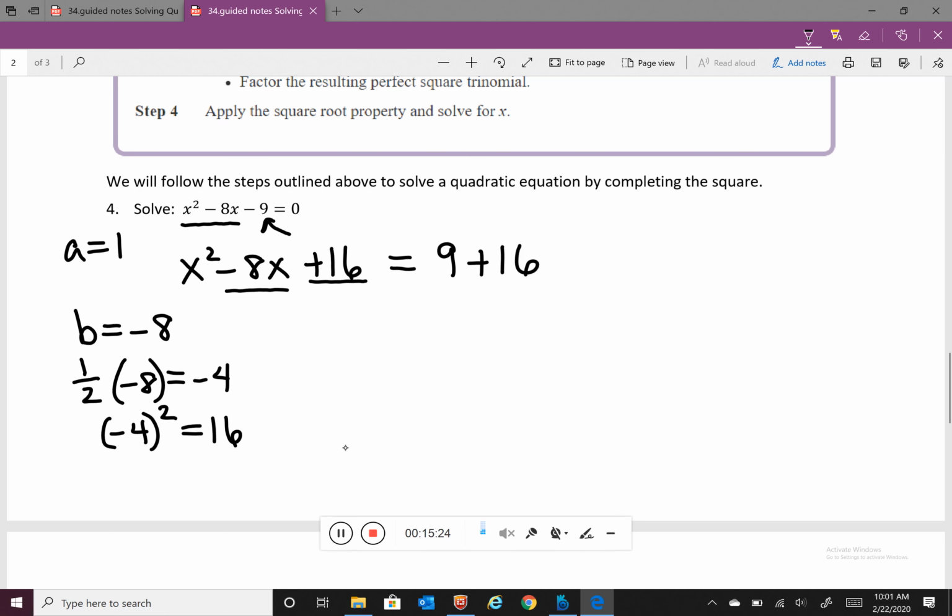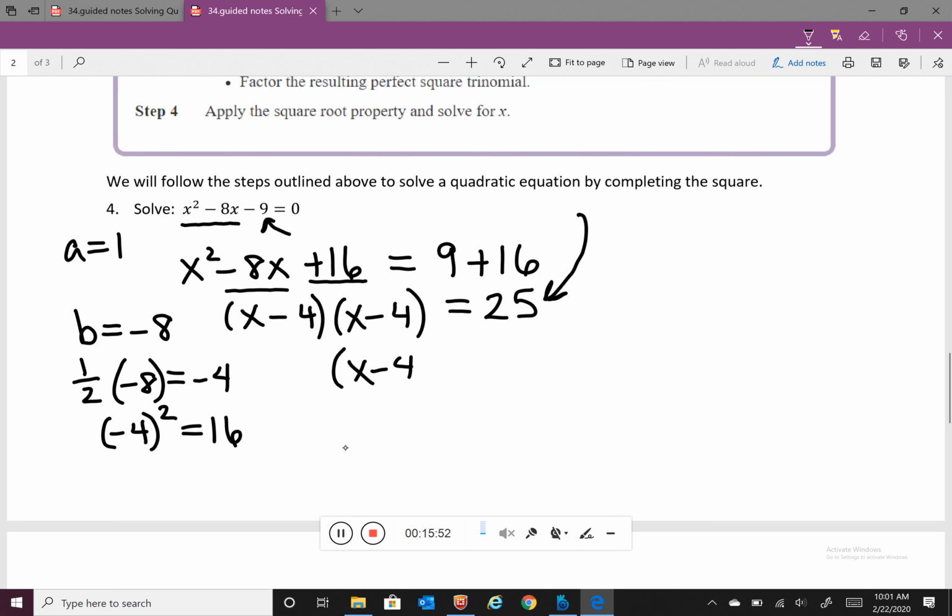Now the left-hand side is our perfect square trinomial. It is x minus 4 times x minus 4. And notice our right-hand side we can simplify to be 25. Now we're going to notice that 25 is going to be very important to us. Notice it is positive. Also, please notice it is a perfect square. So x minus 4 times x minus 4 is x minus 4 quantity squared.